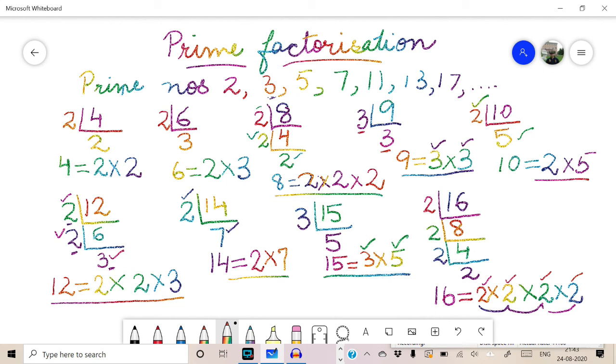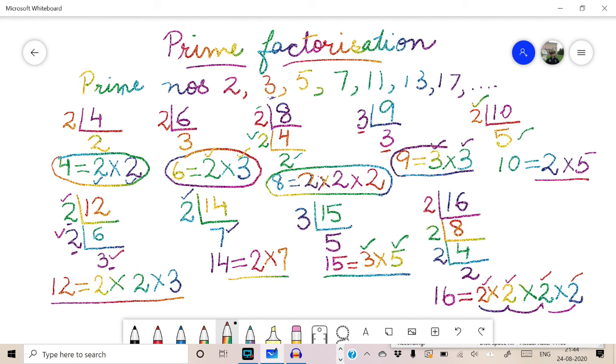So children, please see, 4 is equal to 2 into 2. Both are prime numbers, right? They are prime. 6 is equal to 2 into 3. 2 is also prime and 3 is also prime. 8 is equal to 2 into 2 into 2. All are prime. 9 is equal to 3 into 3. Again prime. 10 is equal to 2 into 5. 2 is also prime and 5 is also prime.